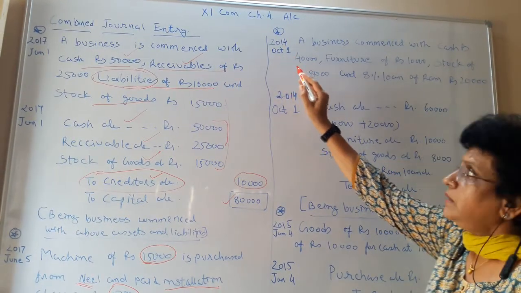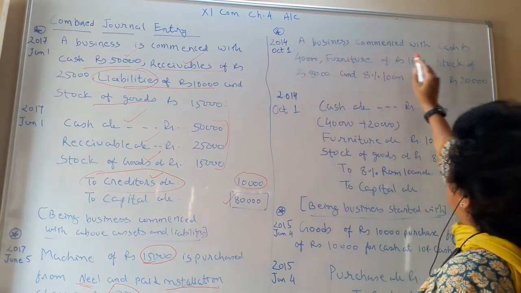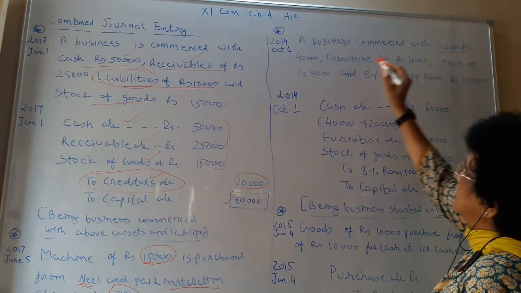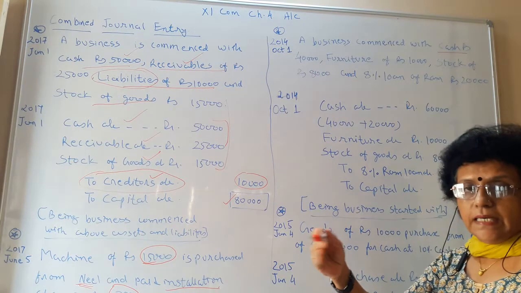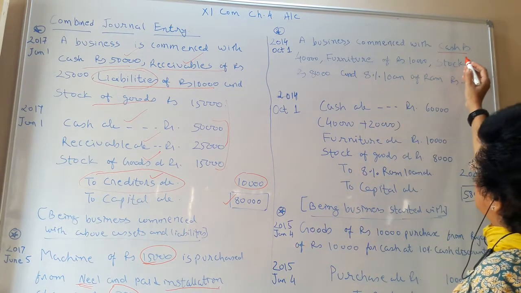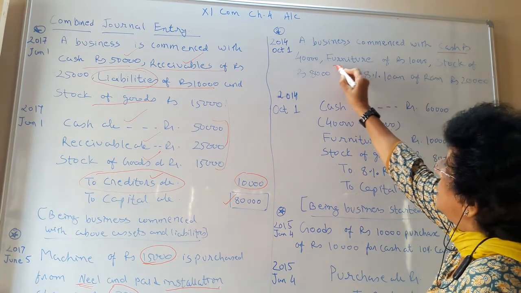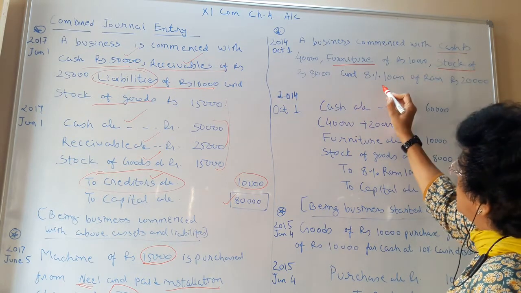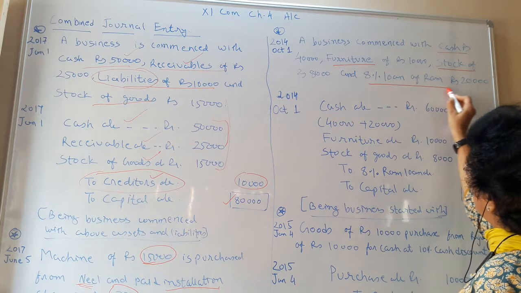Another example let us take. 2014 October 1st. A business commenced with cash. Again it is one kind of an opening journal entry at the time of starting the business. One account is a cash account, another is a furniture account, third is a stock account, fourth is an 8% loan.